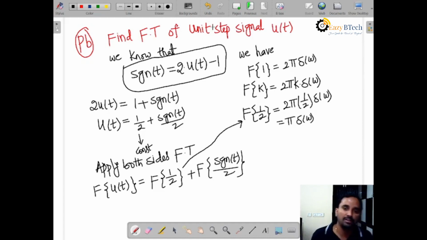Previously we have done the Fourier transform of signum function. What is the Fourier transform of signum function? It is 2 by j omega. So already we know the Fourier transform of 1 by 2 and of the signum function. Let's substitute to get the Fourier transform of u of t.